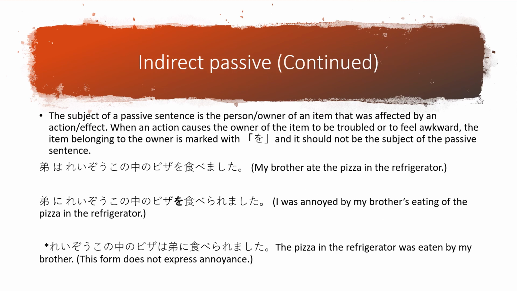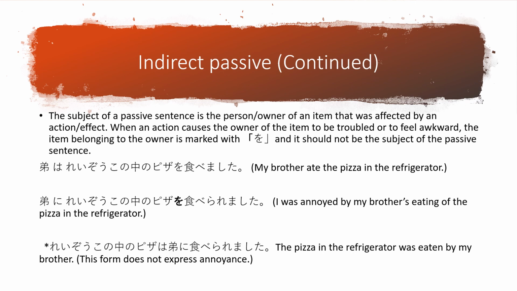The subject of a passive sentence is the person or owner of an item that was affected by an action or effect. When an action causes the owner of the item to be troubled or to feel awkward, the item belonging to the owner is marked with を, and it should not be the subject of the passive sentence. For example, active sentence. 弟は冷蔵庫の中のピザを食べました。My brother ate the pizza in the refrigerator.